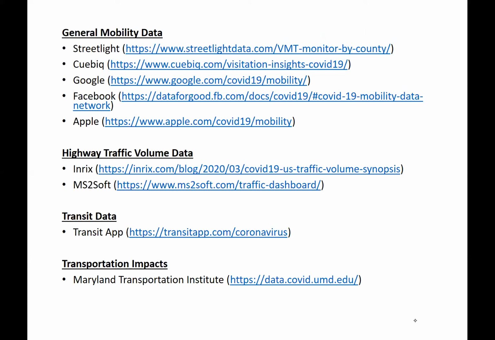There are several general mobility data sources from Streetlight, Cubic, Google, Facebook, and Apple. There's some highway-specific traffic volume data from NRIX and MS2 Soft. There's transit data from Transit App. And I'm going to spend a little bit of time talking about the Maryland Transportation Institute's visualization that shares a number of transportation impacts related to COVID-19.